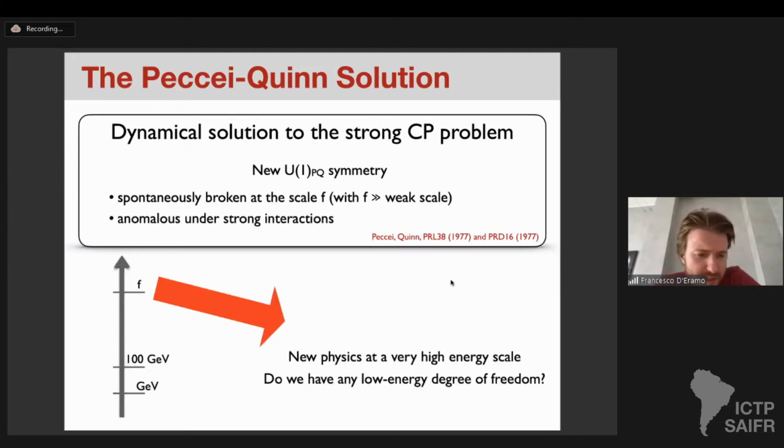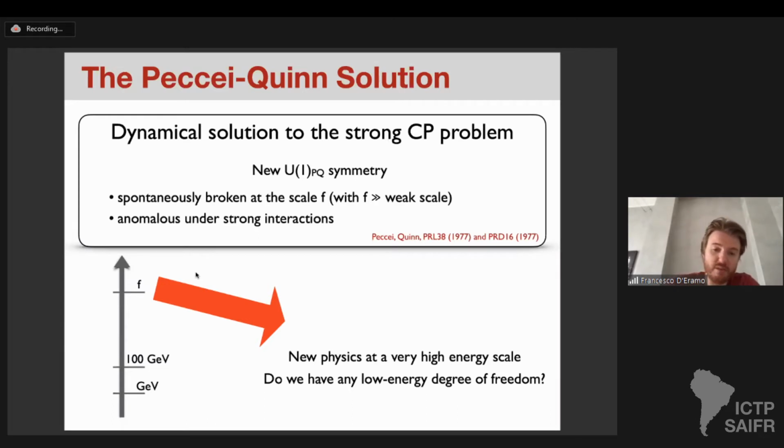First of all, there are a few energy scales involved. There is the GeV scale here, which is the scale of nuclear physics, and there is the weak scale, and then f, the scale where the Peccei-Quinn symmetry is broken, which you have to imagine much, much larger than the weak scale, a few orders of magnitude above it. So in particular, the physics involved in the Peccei-Quinn sector is at a very high scale, a scale that is not reachable by our experiments. We cannot build experiments probing directly the Peccei-Quinn scale.